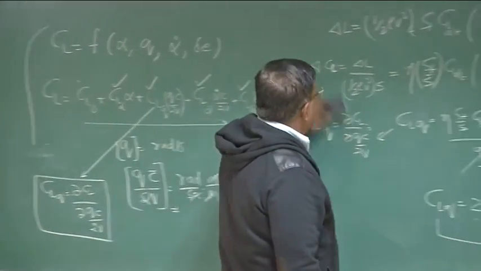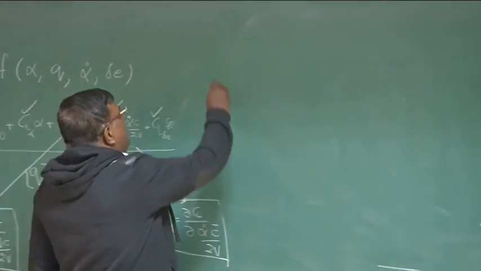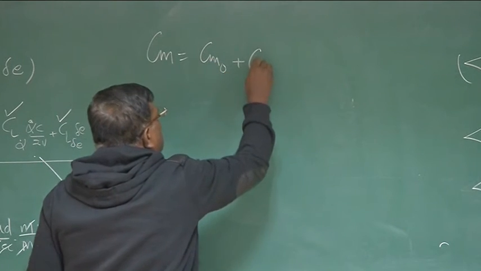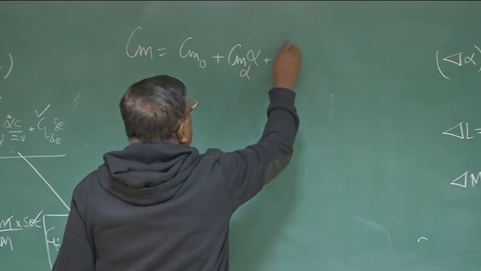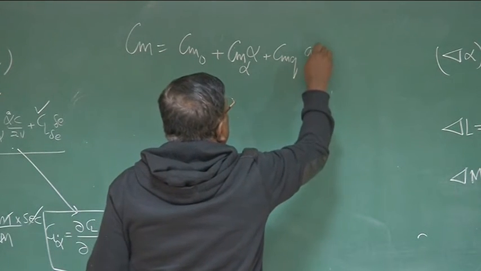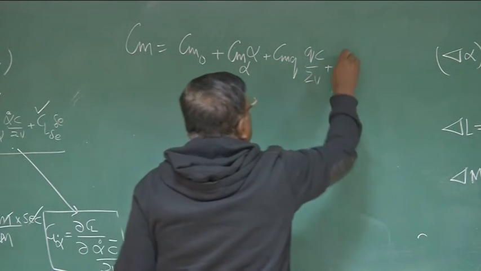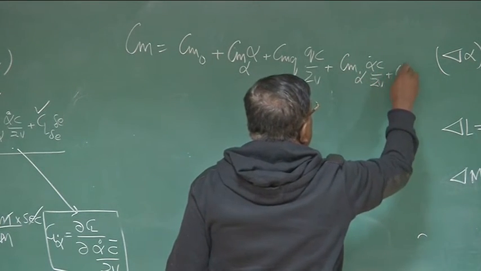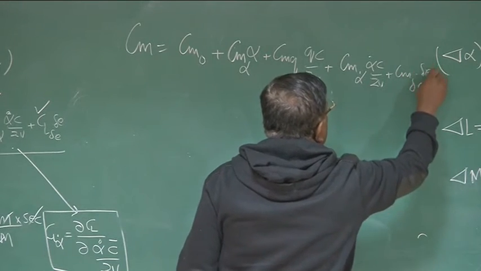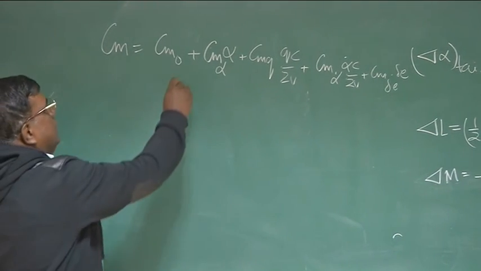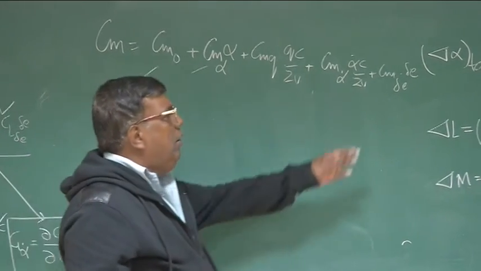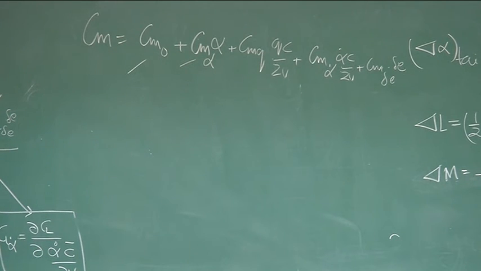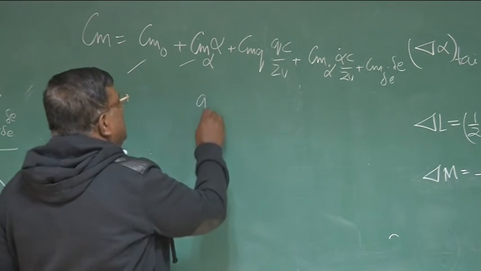Now, see this delta M. What is happening with delta M? When I expand Cm, in a similar way, this will be Cm naught plus Cm alpha into alpha plus Cmq into Qc by 2V plus Cm alpha dot c by 2V plus Cm delta E into delta E. By now, you know how to calculate Cm alpha, you know what is Cm naught, you also know what is Cm delta E, they are all static cases. Now we are trying to go for the dynamic case. So we are trying to find Q derivative, okay?